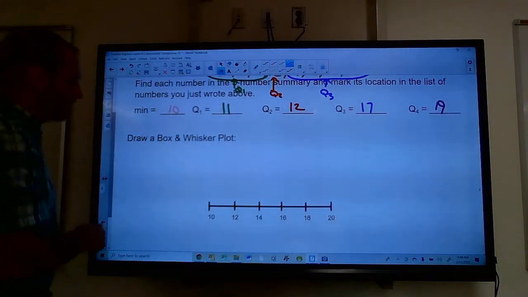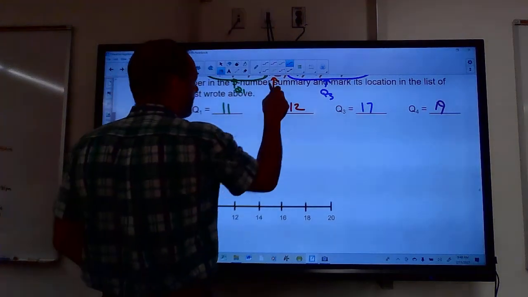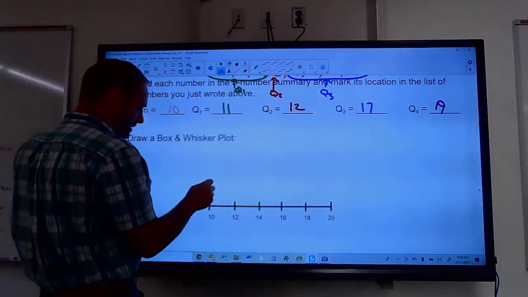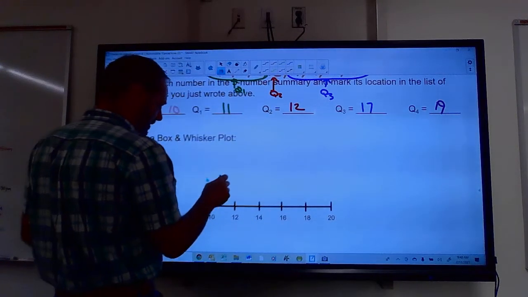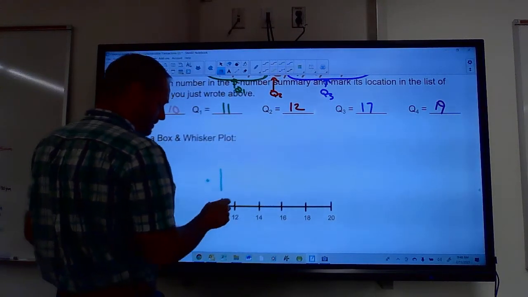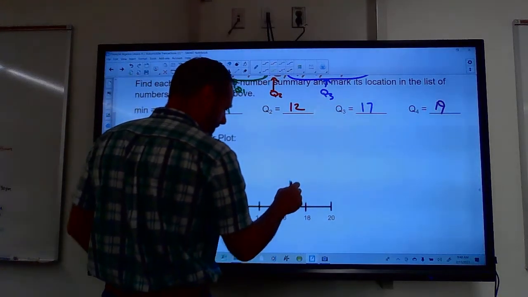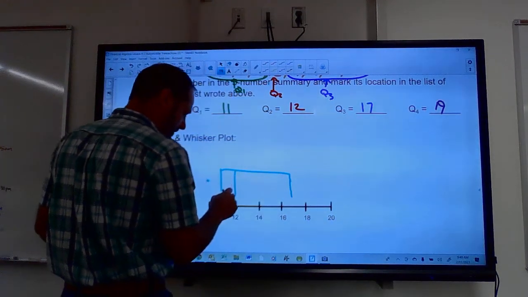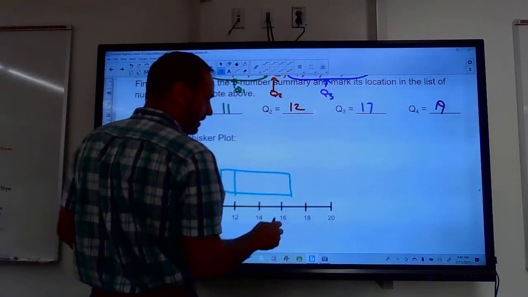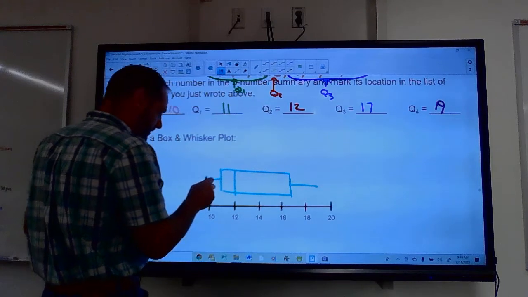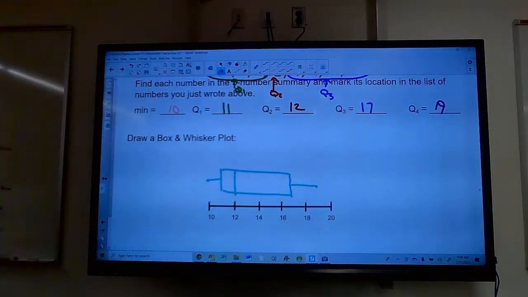Draw a box and whisker plot. That's going to start out at 10. I'm going to have another one at 11. I'm going to have Q2 at 12, Q3 at 17. So there's my box. Q4 is 19. There's one whisker. There's the other whisker. Done.